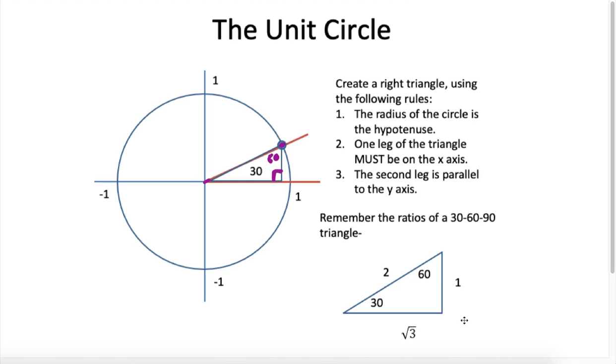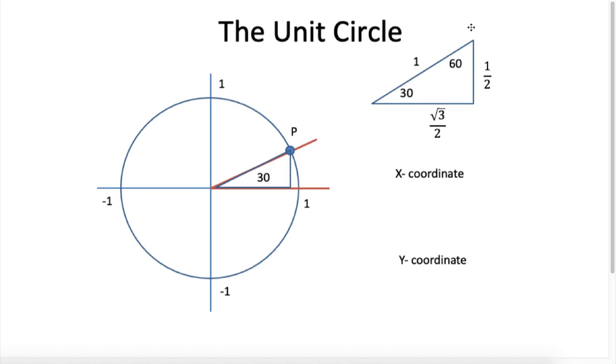Those ratios hold. In the case of the unit circle, the hypotenuse of any right triangle that we draw is 1. If the radius of this circle is 1, the hypotenuse of any right triangle that we draw with a point on the unit circle will be 1. So I want to take these ratios and divide by 2 if I want the hypotenuse to be 1. If I divide each of these by 2, we end up with a hypotenuse of 1.